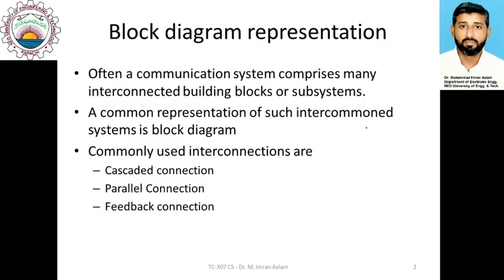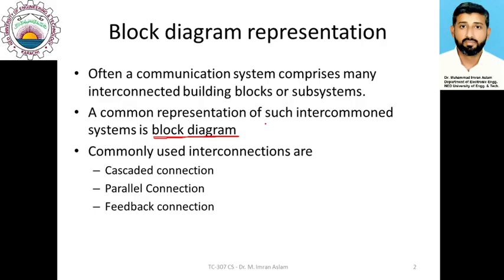In order to represent the relationship between different blocks and different subsystems, a common representation is to use a block diagram. So a block diagram is actually representative of how different components are interconnected with each other. Recall that in our last lecture we described a system as a two-port block where you have an input port and an output port, and the system transforms the input signal into the output signal.